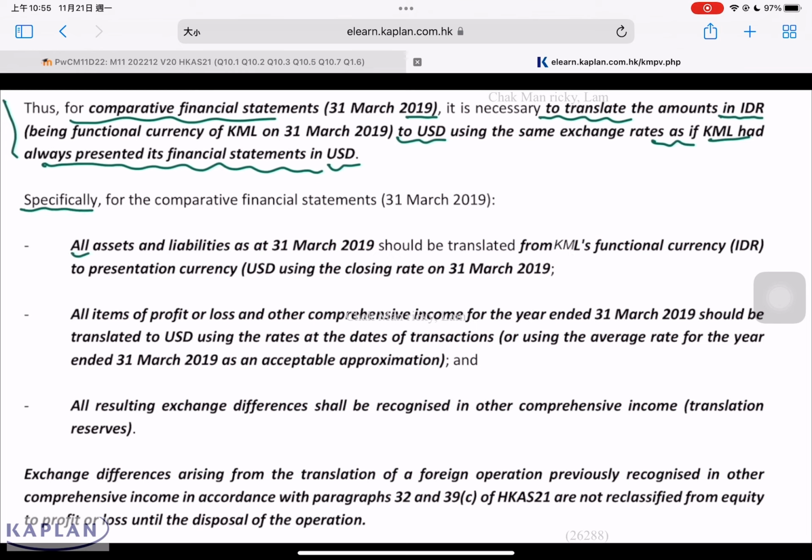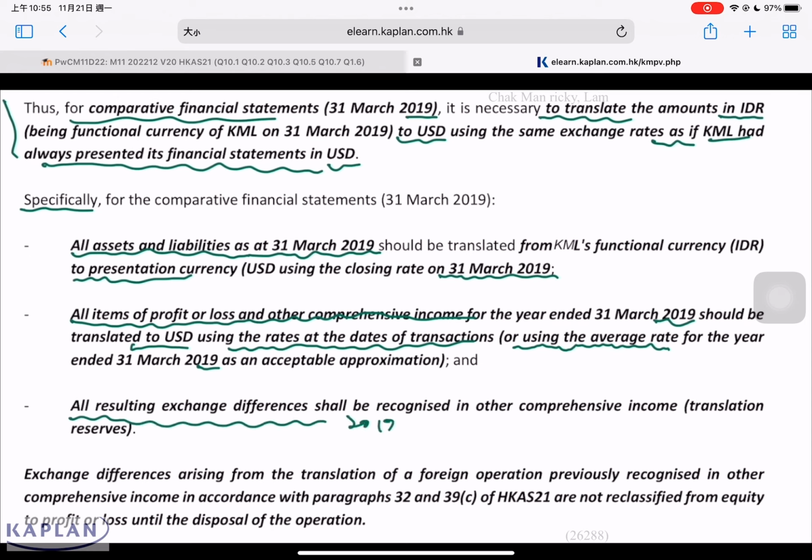Take for example, all assets and liabilities at 31st March 2019 should be translated to presentation currency using the exchange rate at 31st March 2019. All profit and loss for the year 2019 should be translated to US dollar using the exchange rate at the date of the transactions, but for practical reasons, it may be translated using the average rate for the year 2019, especially for examination purposes. And all resulting exchange differences for 2019 should be recognized in OCI. In accordance with AS21, exchange differences arising from translation of operations to presentation currency are recognized in OCI and will be reclassified to profit and loss upon disposal of the foreign operations.